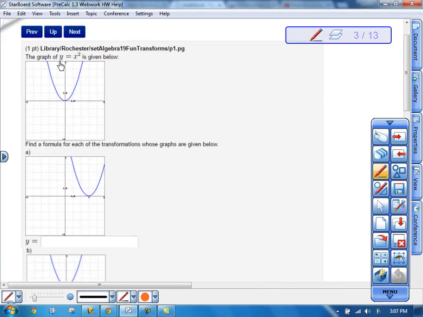Next one, the parent function is y equals x squared. This parabola gets shifted over 3 units, so it's going to be y equals (x minus 3) squared. When you subtract a number from x, it moves it to the right. When you add a number, it moves it to the left.